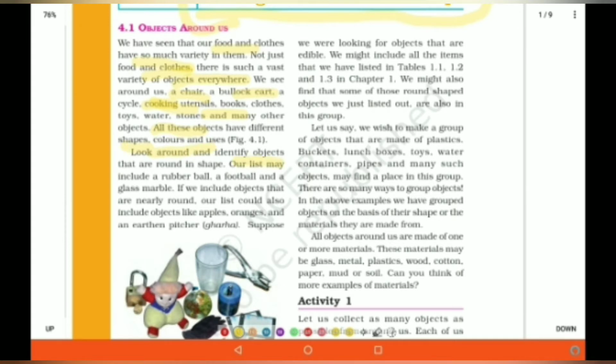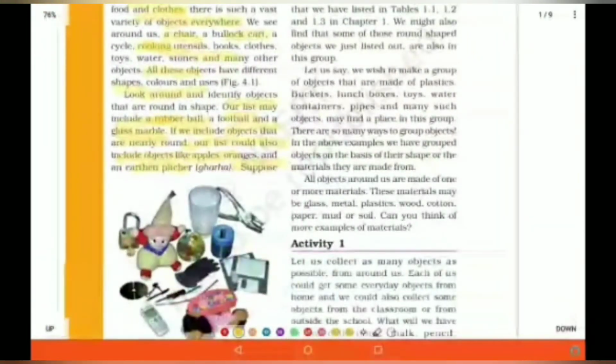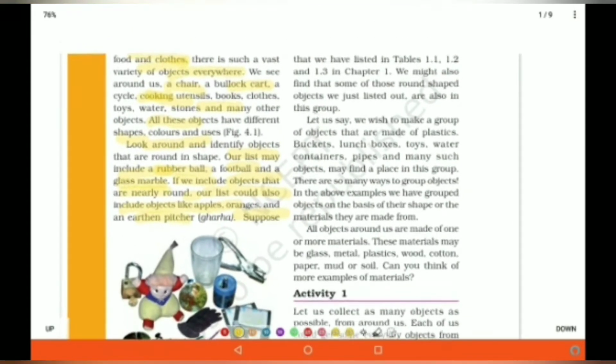Look around and identify some objects in round shape. Our list can include a rubber ball, a football, a glass marble, etc. If we include objects that are nearly round, our list could also include apples, oranges, and an earthen pitcher. Right? Now, this lesson is all about categorizing things into different types of groups.